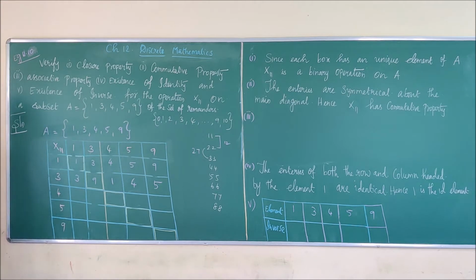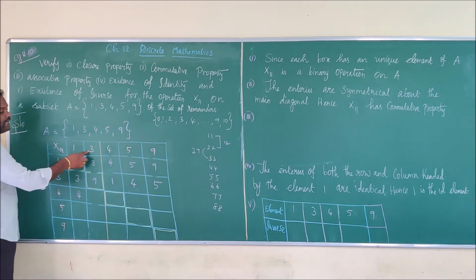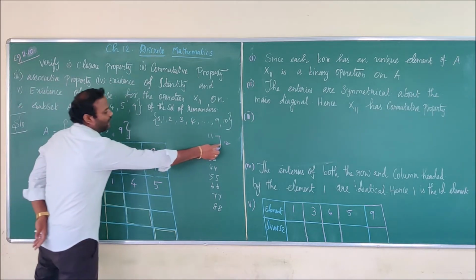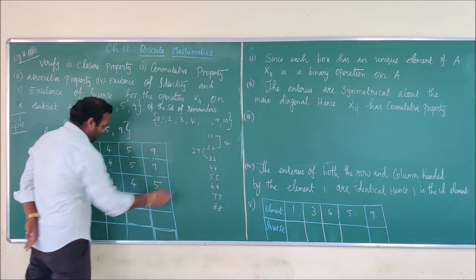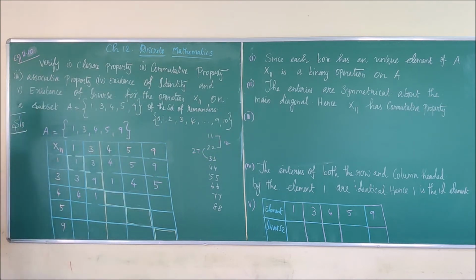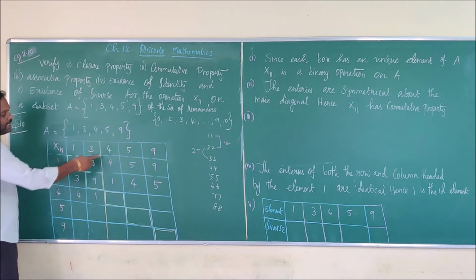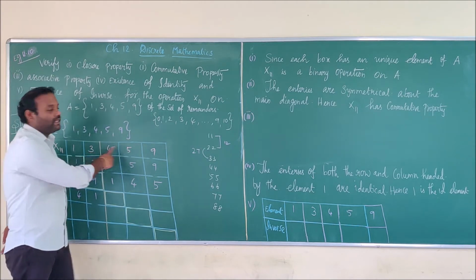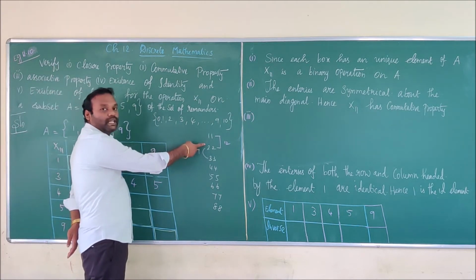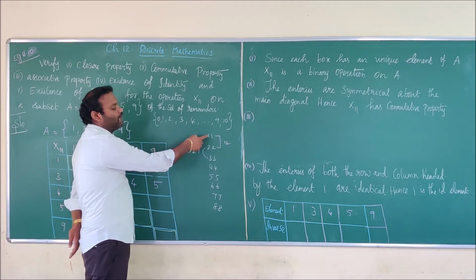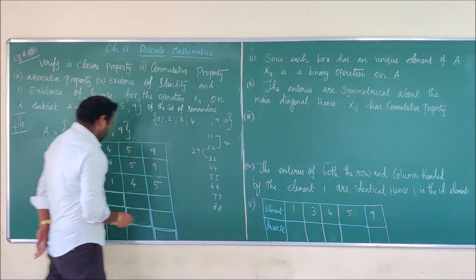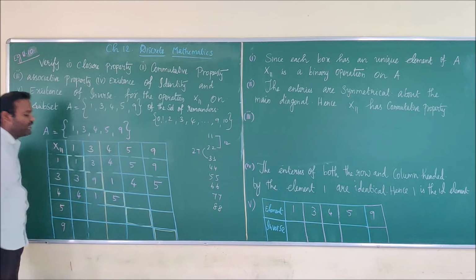In the same way you can fill all the things. What is that? 4 into 1 is 4 because it is less than 11. 4 into 3 is 12. 12 again becomes here. What is the difference between 11 and 12? It is 1. Okay. Next, 4 into 4 is 16. 16 comes in between 11 and 22. What is the difference between 16 and 11? It is nothing but 5.